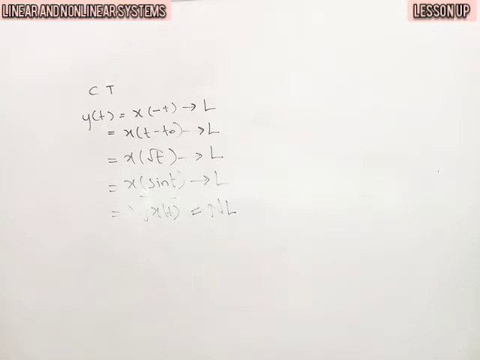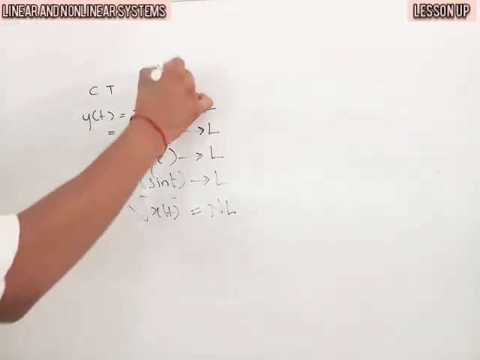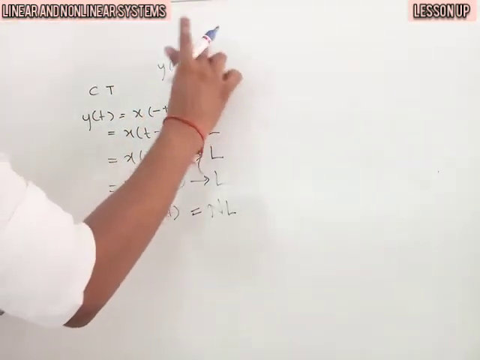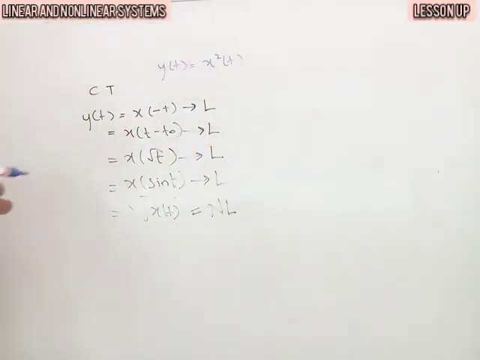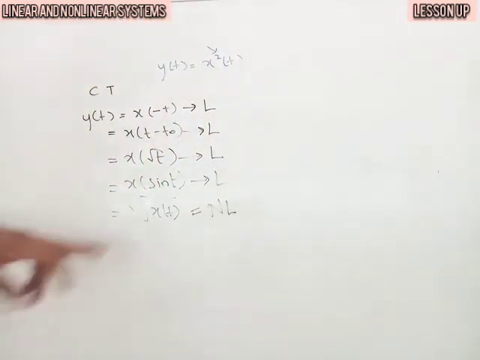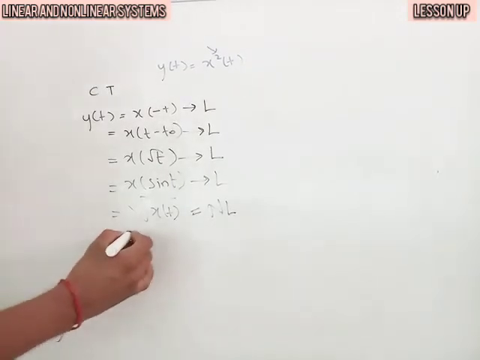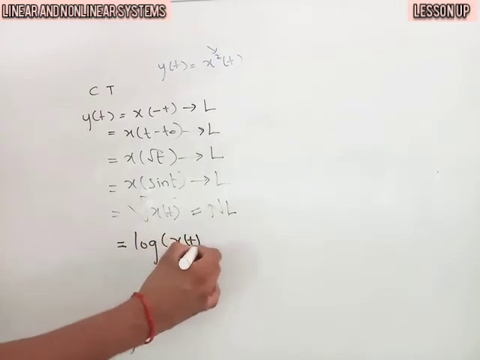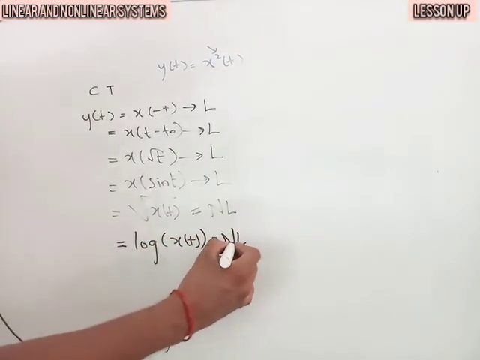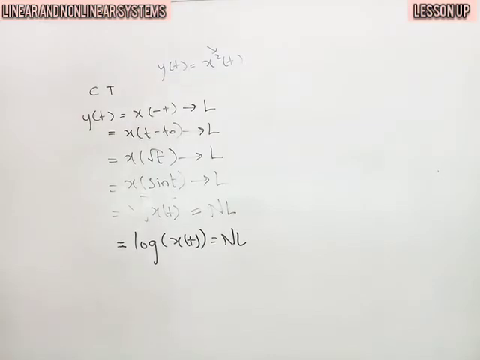We have seen one equation that y of t is x square t, which is non-linear because of power here. So, this is x of t power 1 by 2, which is a non-linear system. Now, next is log of x of t, which is a non-linear system. Log or exponential, these are non-linear systems.